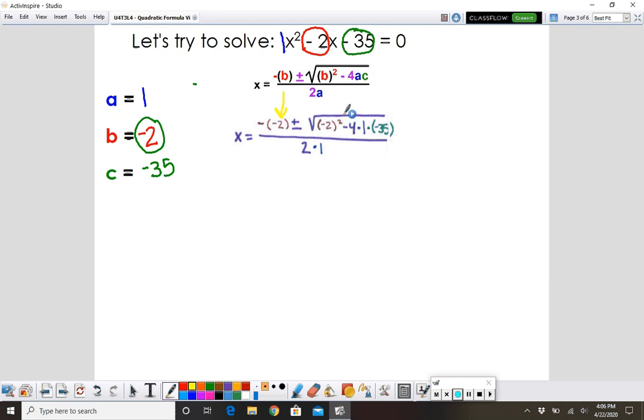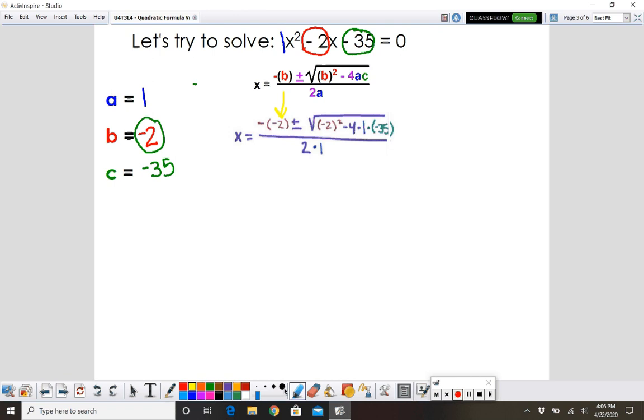So negative 2 squared. Then a minus and a 4, and then your a value, which is 1, times your c value, which is negative 35. And again, put that in parentheses. All of that is part of a fraction that's over 2a. So the last step we're going to do is divide by 2 times a.